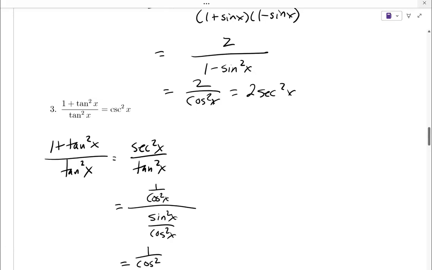And now you're dividing by a fraction, so we can multiply by what? Yeah, by the reciprocal. Good. Anything good happen? Yeah, cosine squareds cancel out, right? You're left with 1 over sine squared x, which is the same thing as cosecant squared. That okay?